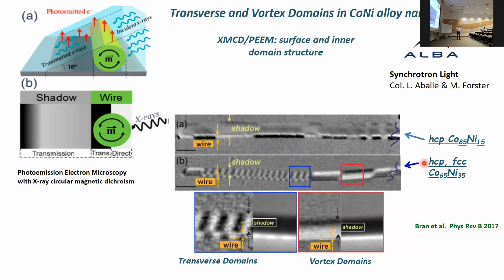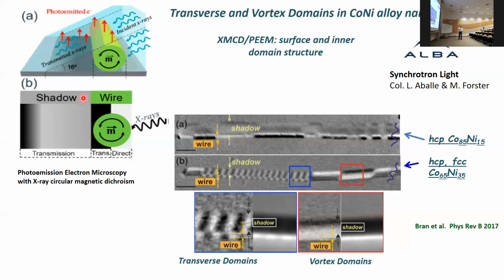To determine what the domain structure really is, we have been using synchrotron experiments, particularly in Barcelona, in Spain, on photoemission electron microscopy with X-ray magnetic circular dichroism. Here we are profiting from the cylindrical shape of the nanowires. You see the incident X-rays, part of them are reflected. These reflected, emitted rays give us information on the surface of the cylindrical nanowire. But part of these X-rays are transmitted through the wire, so we get information on the internal configuration of magnetic moments inside this cylinder. So we have two signals, what we call wire and shadow. The wire is the surface and the shadow is the internal part.